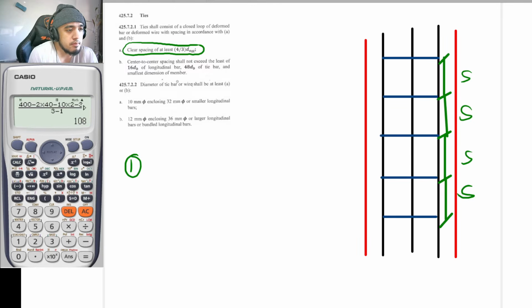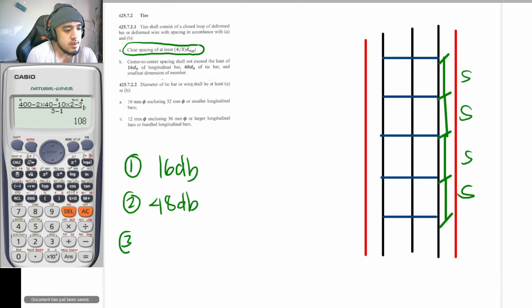So the first probability for our maximum is 16 dB. The second probable max is 48 dB. And the third should be 300 mm. If you're asking yourself, isn't it automatic that this one is less than this? Not quite, because the dB in the 16 dB provision is the diameter of the longitudinal bar. And for 48 dB, the dB that we will use is the diameter of your tie bars.